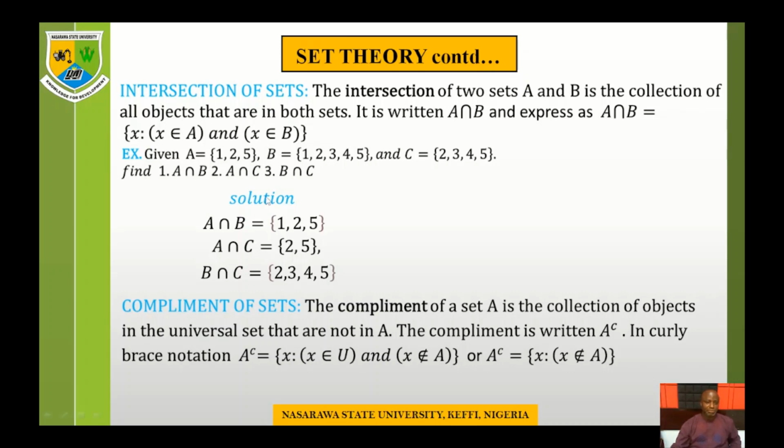So, for example, we have A equal to {1, 2, 5}, B equal to {1, 2, 3, 4, 5}, and C equal to {2, 3, 4, 5}. What is common between these three sets? You can see 1 here in A and in B, but it's not in C.